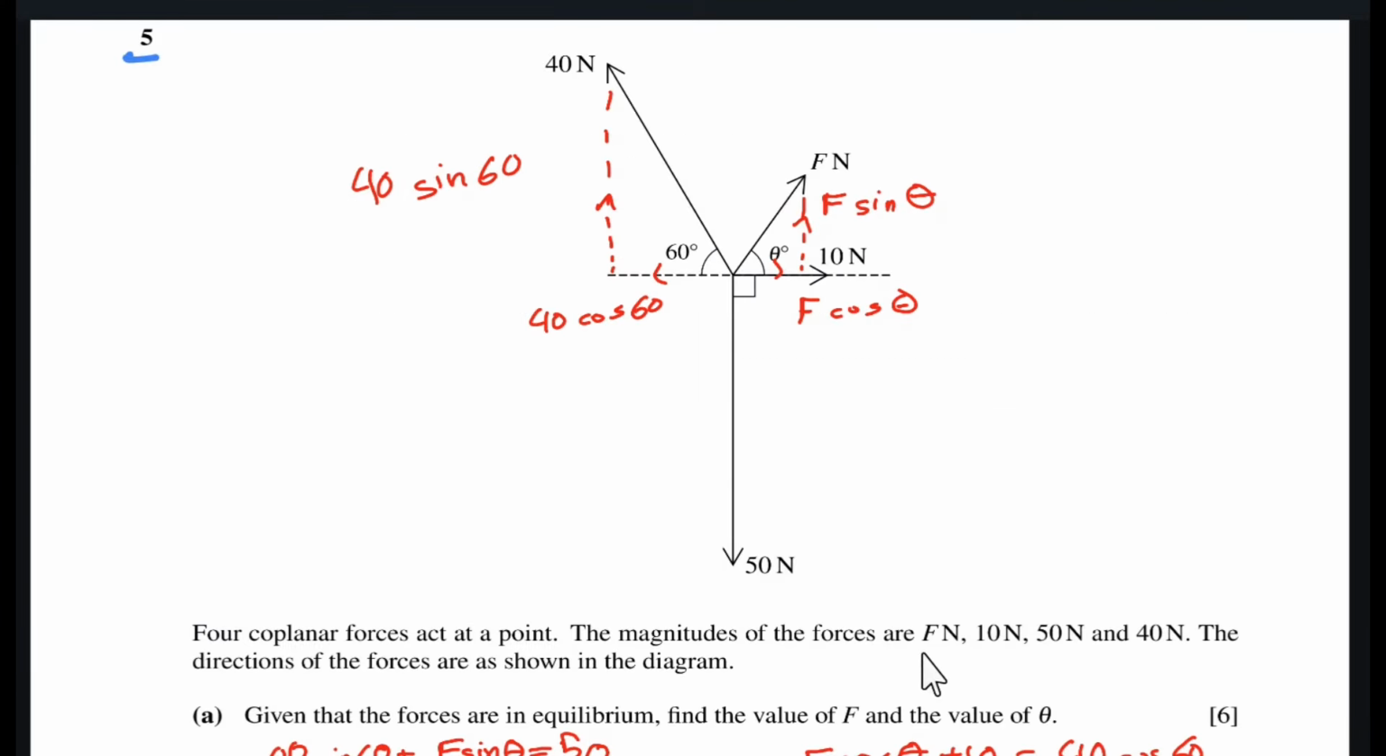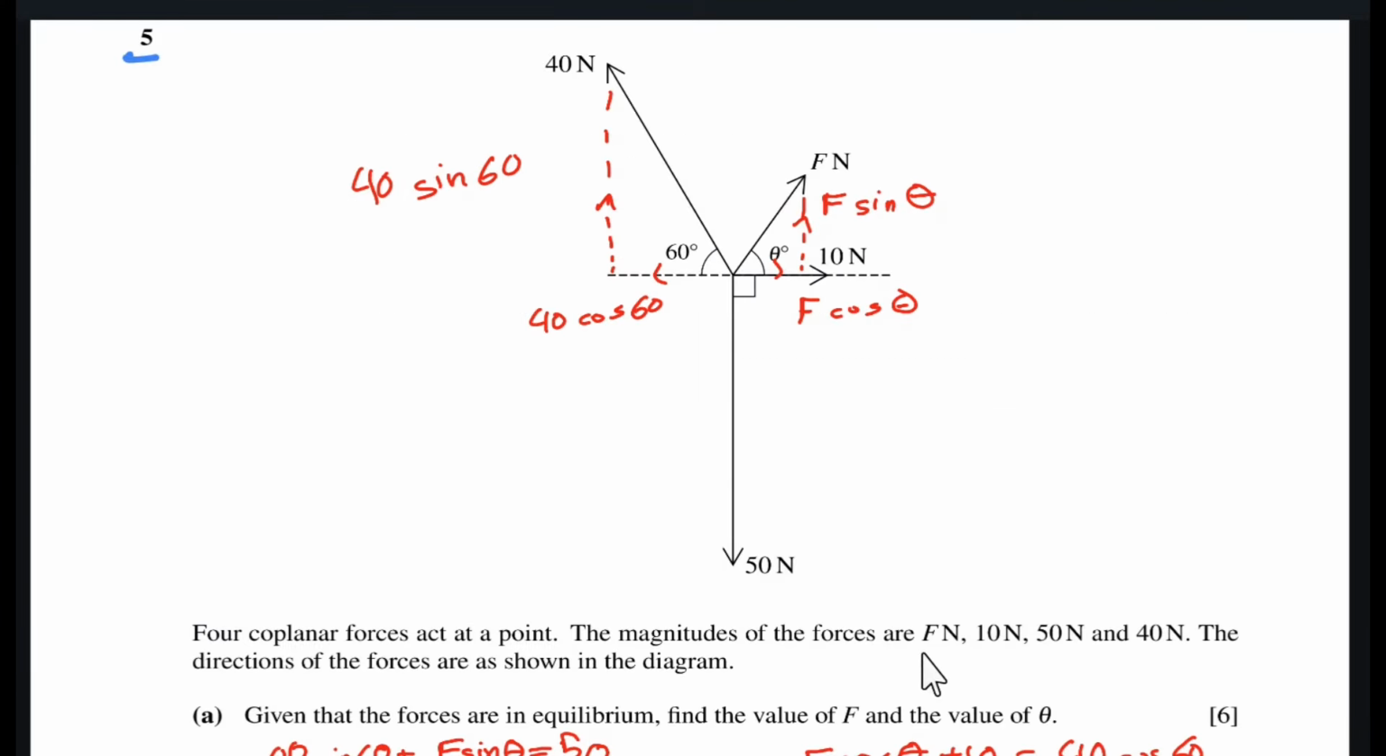5. Part B. Given instead the value of F and the value of theta, find the direction and the exact magnitude of the resultant force. So by using this diagram, we have found two equations, that is F in terms of theta. In these equations, we need to just substitute the value of F and the value of theta to find the vertical component and the horizontal component of forces.